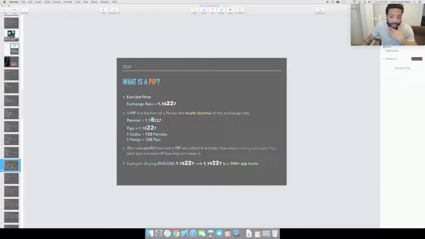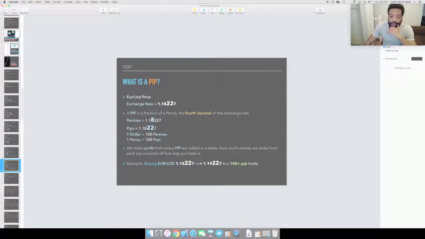Let me back out here. Okay, so this is another example. We're buying the Euro USD at the exchange rate of $1.1822. It goes up 100 pips. So that means the exchange rate changes from $1.1822 to $1.1922. That's 100 pips right there. That's basically what a pip is. 100 pips make a penny. So a pip is a fraction of a penny, the price interest point.